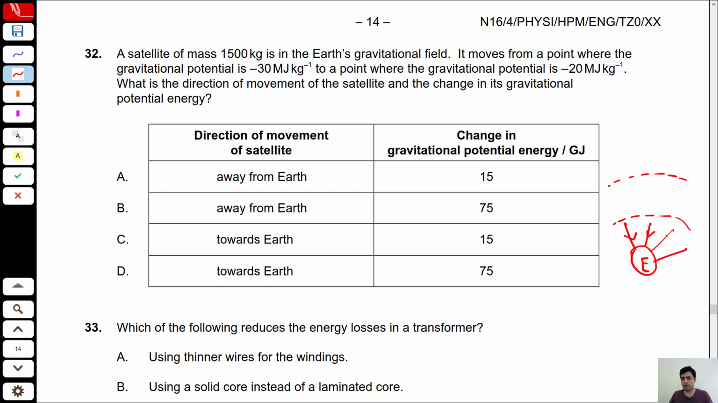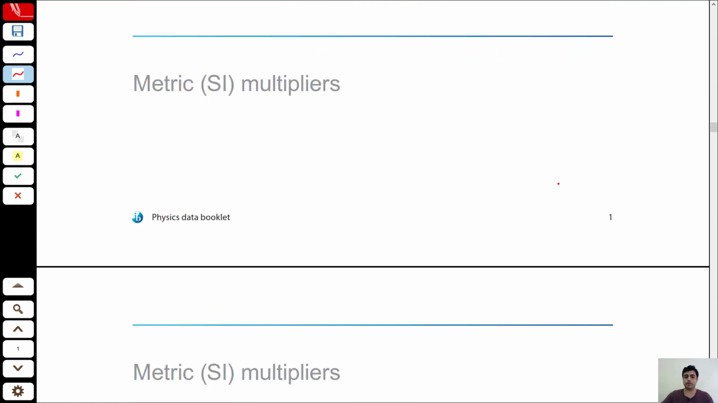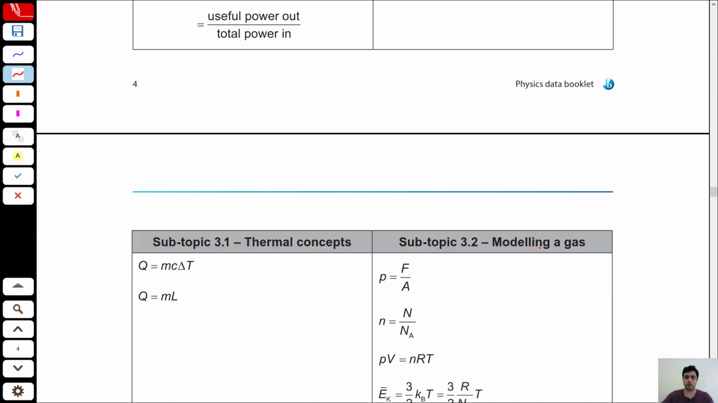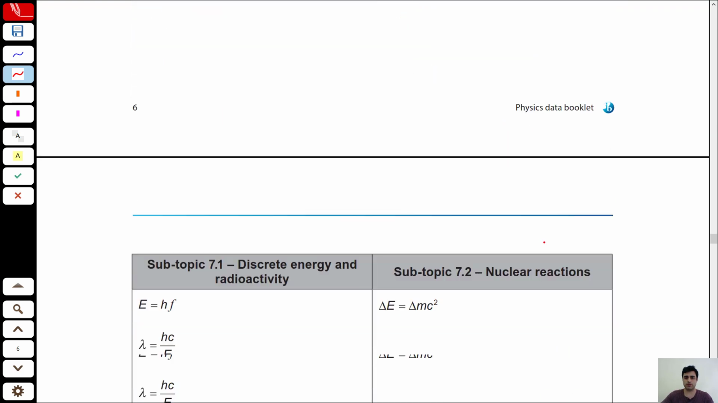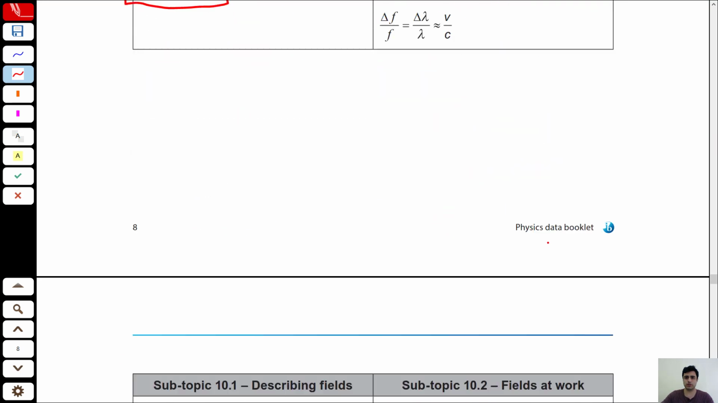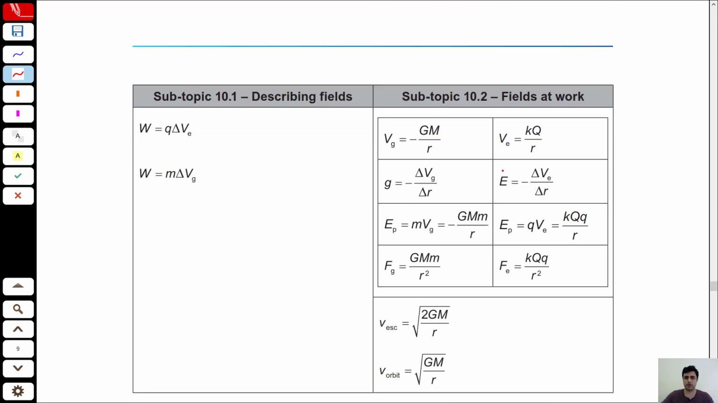It moves from a point where the gravitational potential is negative this much to a point where the gravitational potential is this much. So gravitational potential has increased. You can see it has become more positive. If you look at the data booklet, you can find the equation for the gravitational potential, which is this one: Vg, gravitational potential, is negative Gm over r. So how does it look? This is how it looks.